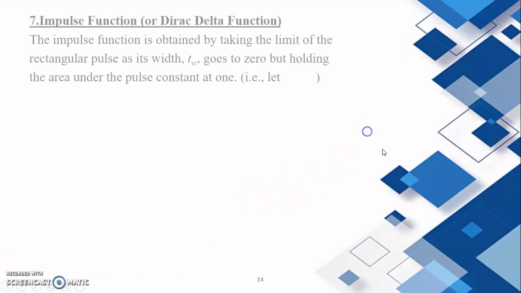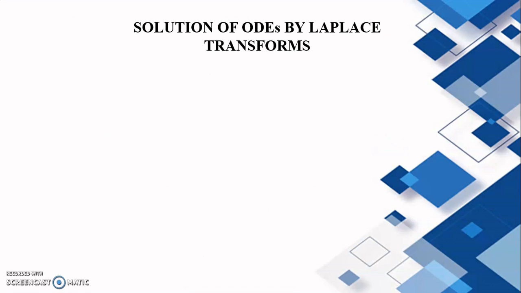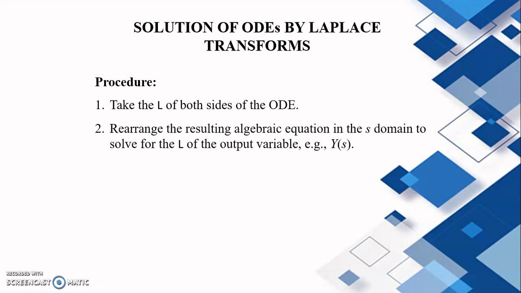Okay, so now let's look at the solution of any ODE using the Laplace transform. We have a basic procedure. First, we take the Laplace transform of both sides of the ordinary differential equation. The second step is to rearrange the resulting algebraic equation in the s domain to solve for the Laplace transform of the output variable, for example capital Y of s.